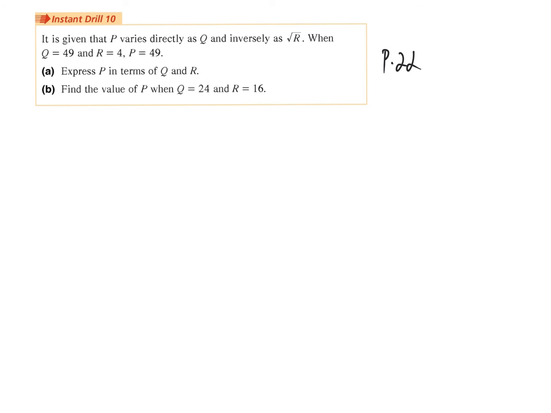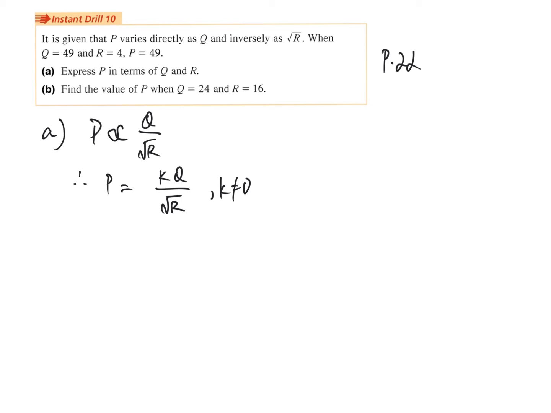Okay, let's do one more instant drill. Instant drill 10, page 22 here. Let's take a look together. It is given that p varies directly as q and inversely as square root r this time. So all we need to do is simply put it down. P being the subject, varies directly as q, so q on the numerator. Inversely as square root r, so root r should be in the denominator. Therefore, p equals kq over root r, where this k is not 0.